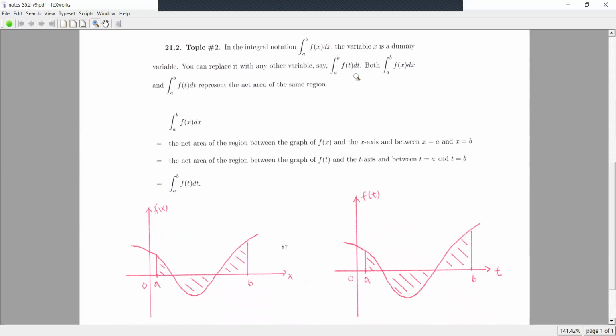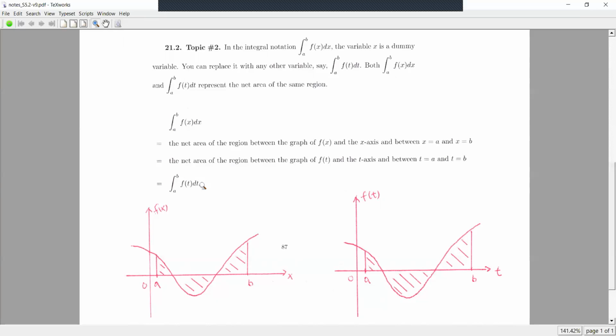Original integral and the new integral, they have the same value. They are equal. Why are they equal? In detail, okay? Original integral is the net area of the region between the graph of the function f of x and the x-axis and between a and b. So this integral is the net area of this shaded region. This shaded region is on the x, y plane.